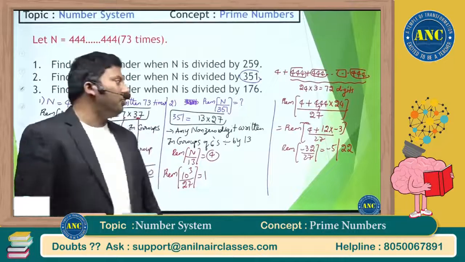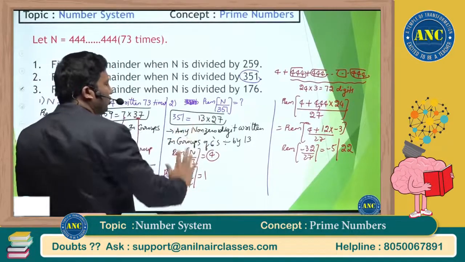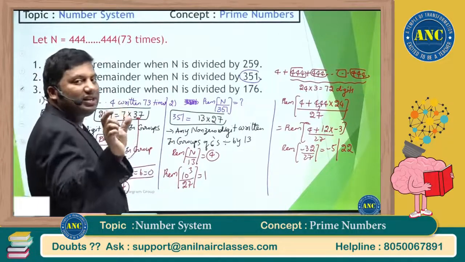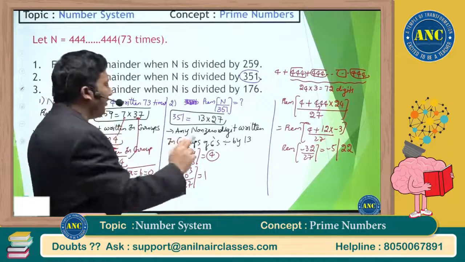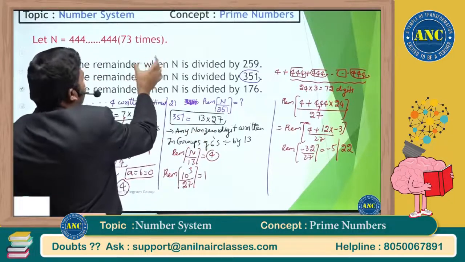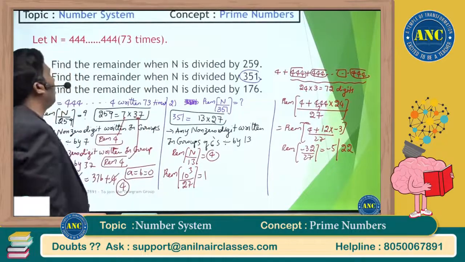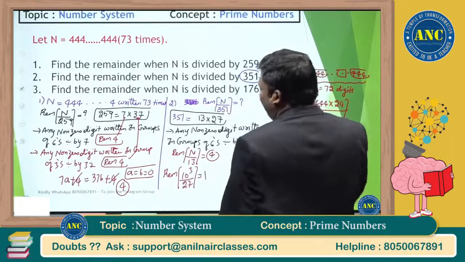351 is a composite number. It is derived from two prime numbers, 13 into 27. If a single digit is written in a group of 6, it is always divisible by 7, 11, 13. It is divisible by 13. 6 times 0, 12 times 0, 72 times 0. Another 4 is present. So when divided by 13, I got 4.